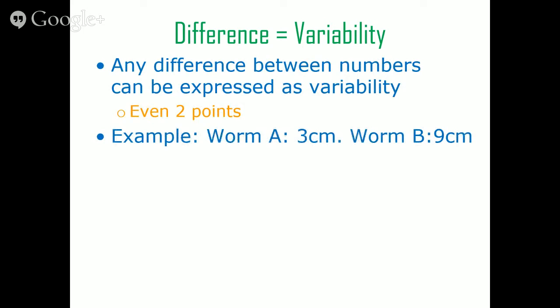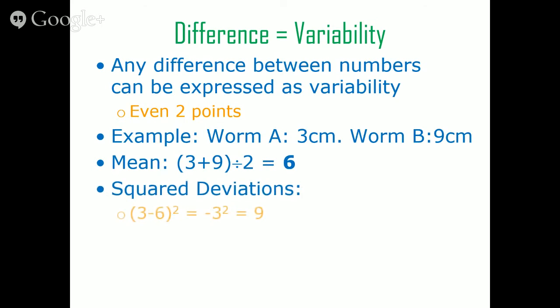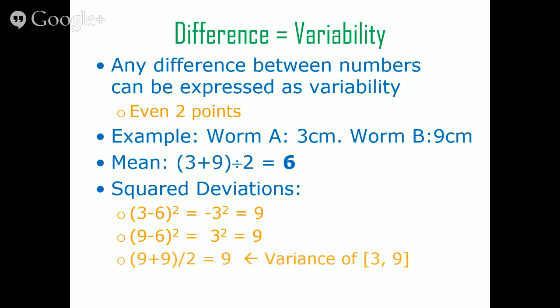So for instance, let's say we have two worms. One is 3 centimeters long, the other one is 9 centimeters long. We can find the mean between those two things. 3 plus 9 divided by 2 is 6. We can square the deviations from the mean. So the deviation of the 3-inch worm from the 6-inch mean, the deviation of the 9-inch worm from the 6-inch mean, and those are squared. So 9 is the variance of the two numbers 3 and 9. So the point here is you can make a variance out of just two numbers. And the variance is one way of expressing the difference between the two numbers. It's kind of a cumbersome way, but it becomes useful for analysis of variance, as we'll see.